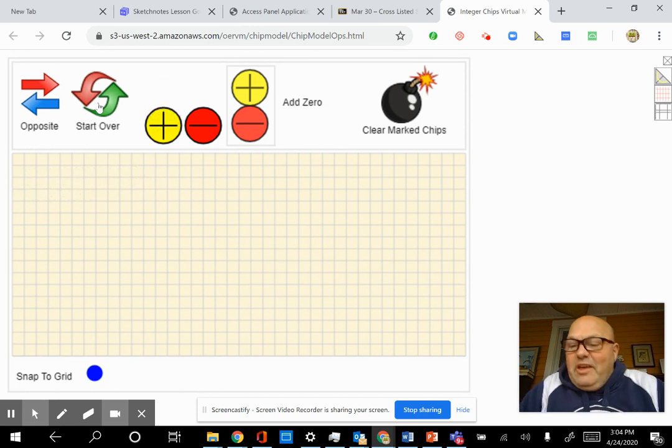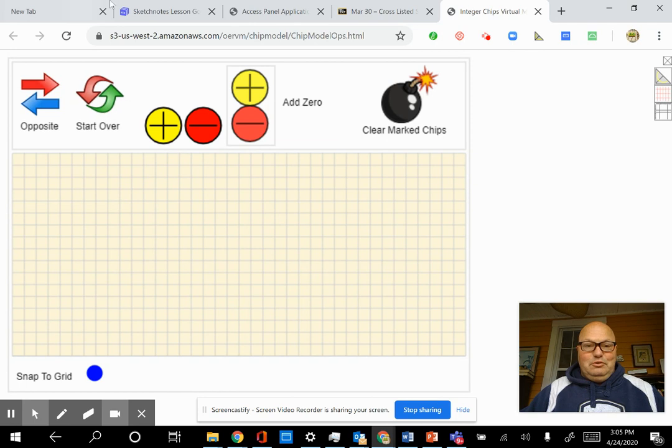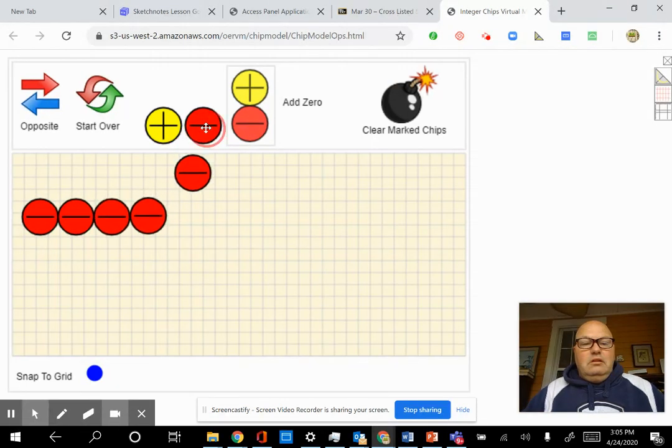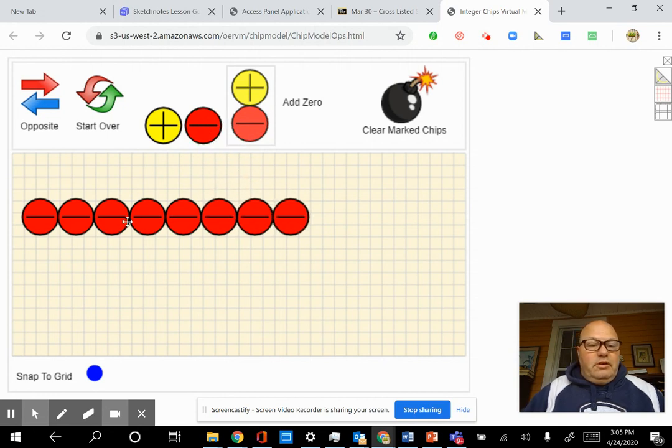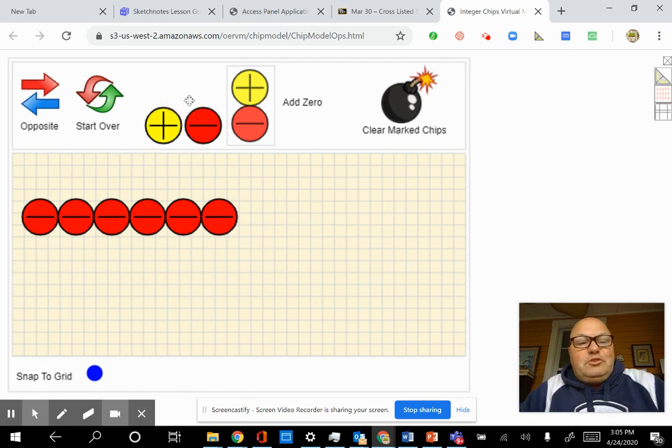Okay, now what if we had negative 8 minus negative 2? Write that down. Negative 8 minus negative 2. Okay, so here we have 8 negatives. Negative 8. We're going to take away negative 2. So here's negative 1, negative 2. So negative 8 minus negative 2 is negative 6.